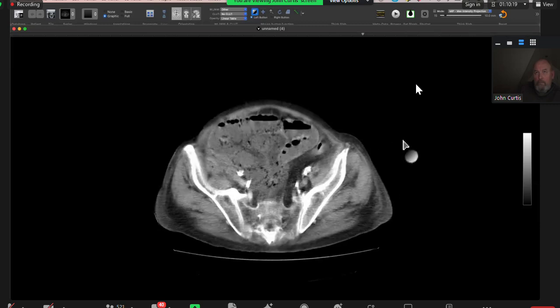So the area of interest seems to be in the lower abdomen. I can see pneumatosis of the bowel.